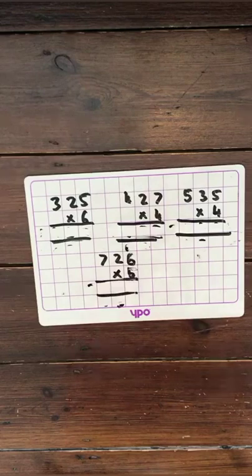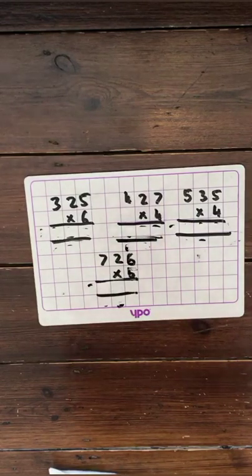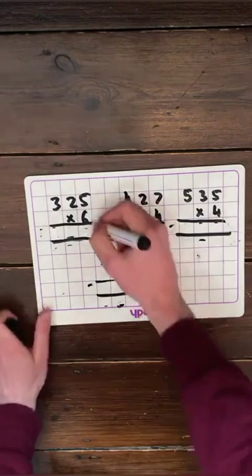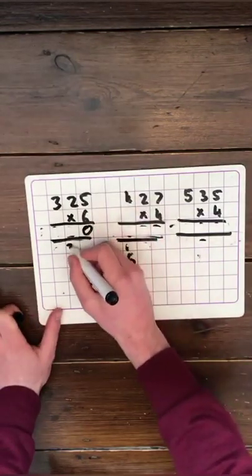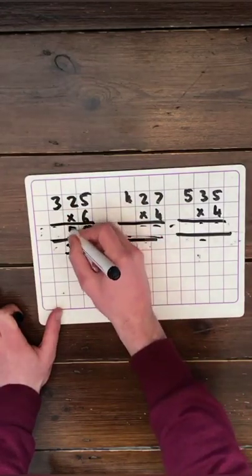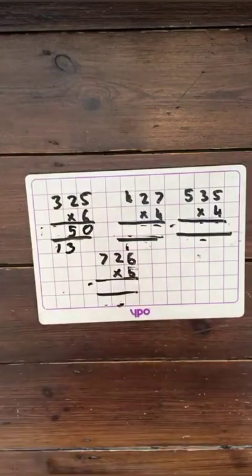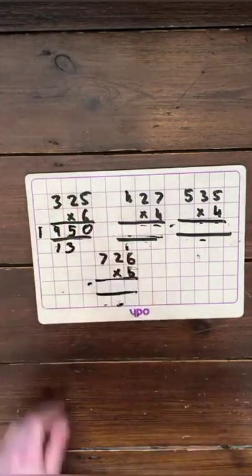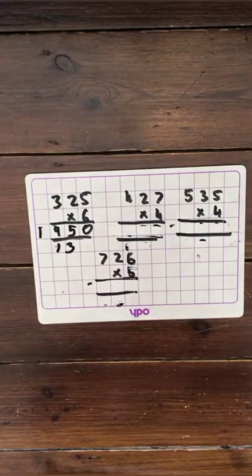Okay, what I would suggest you do is just pause, and then have a go at the questions, and then press play when you've done them, and I'm going to go through the answers now. So 6 times 5 is 30, carry the 3. 6 times 2 is 12, add the 3 is 15, carry the 1. 6 times 3 is 18, plus the 1, 19, 1,950.